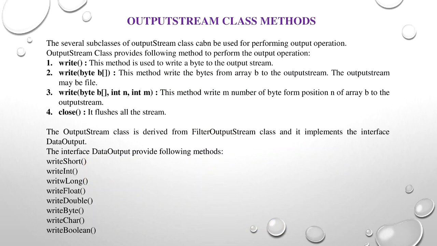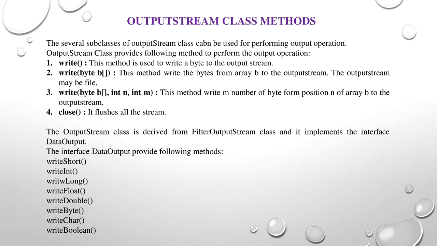Some of the methods of the output stream class. The several subclasses of the output stream class can be used for performing output operations. The output stream class provides the following methods to perform the output operation. This means if you want to write something onto the stream, then you can use the following methods.